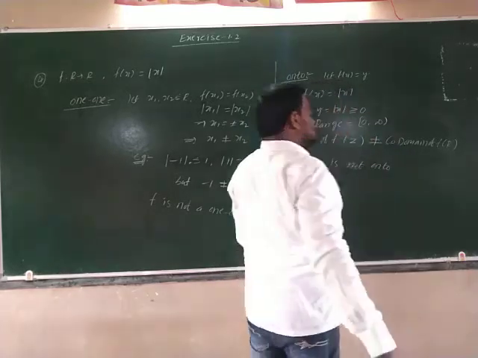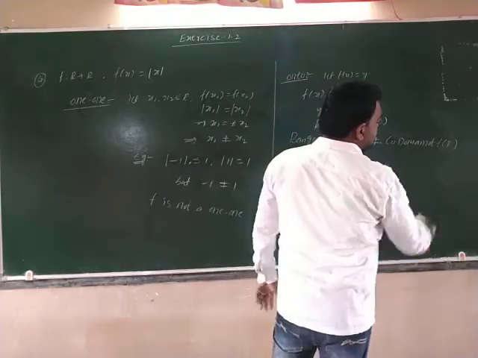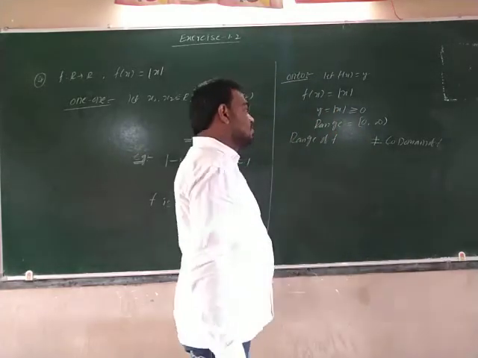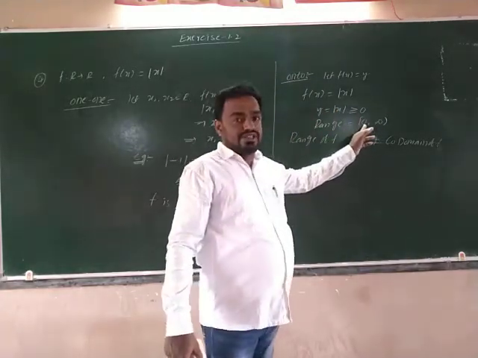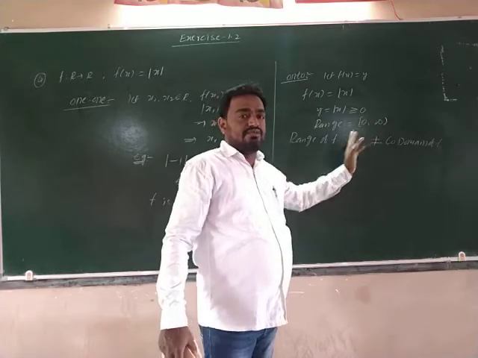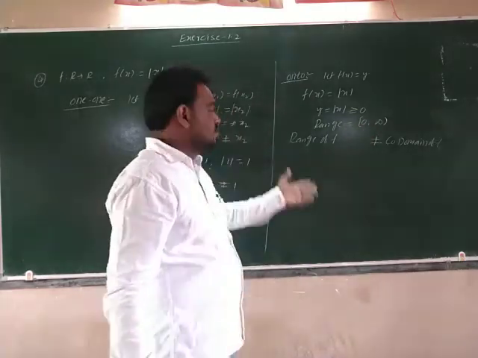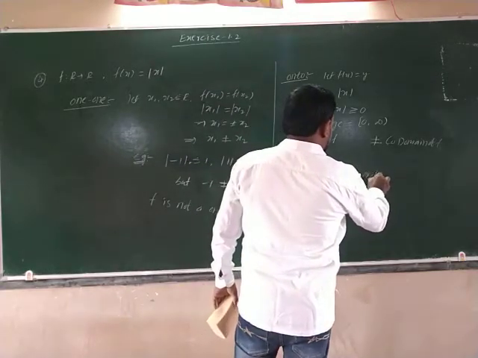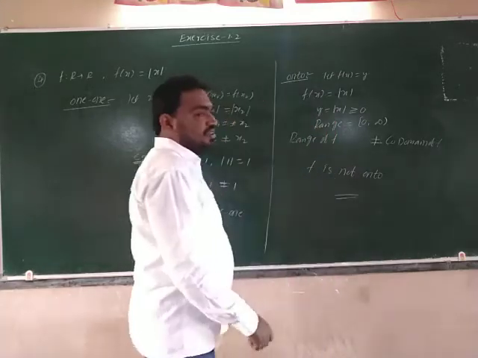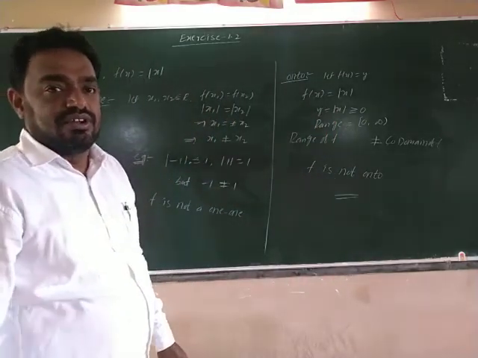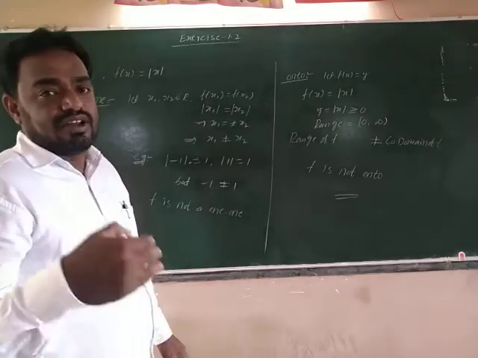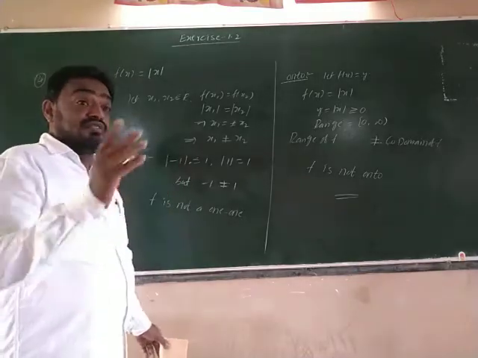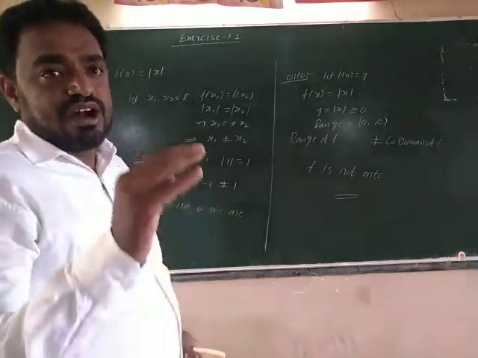Range of f is not equal to codomain of f. What is the codomain of f? R. So 0 to infinity is positive real numbers, and positive real numbers are not equal to all the real numbers. So f is not onto. That means f is neither injective nor surjective. Otherwise, f is neither one-one nor onto. This is our answer. Don't confuse one-one, injective, onto, surjective.